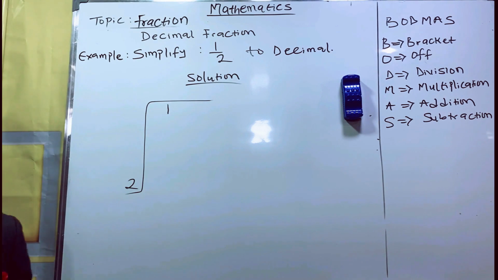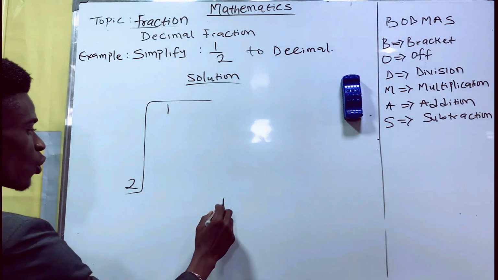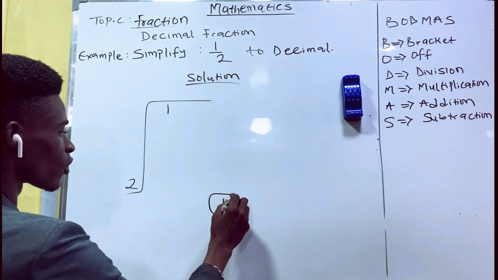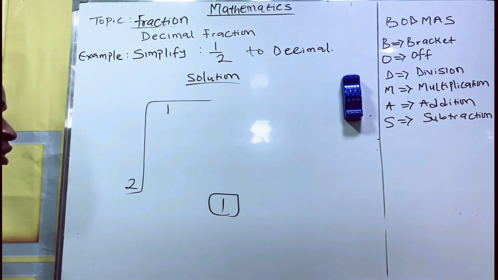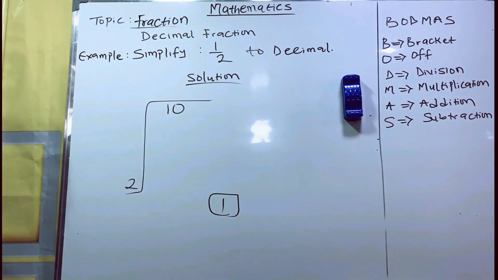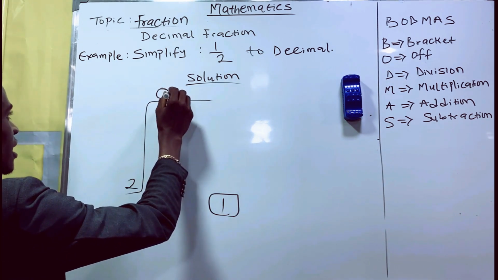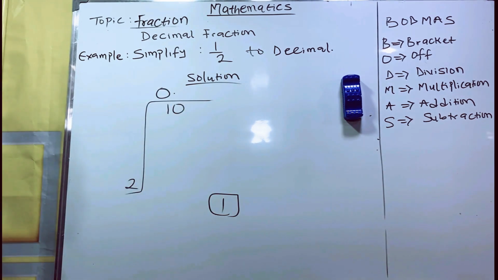Now, how do you divide 1 over 2? Can 1 divide 2? No, because if you count 1, you cannot remove 2 from 1. So it is impossible for 1 to divide 2. That brings us to adding 0 in front of 1, making 1 into 10. Now, because we are adding 0 to 1, at the top we add 0 point. We add what? 0 point.